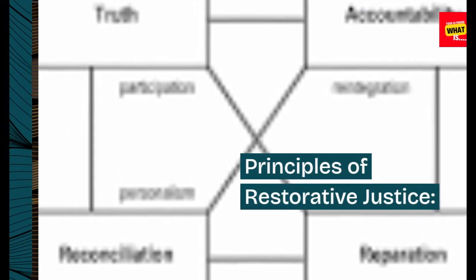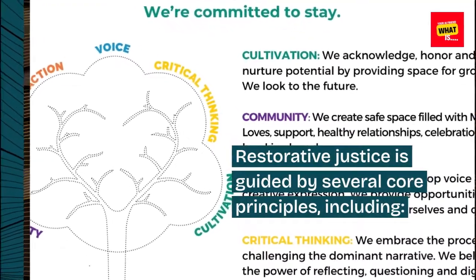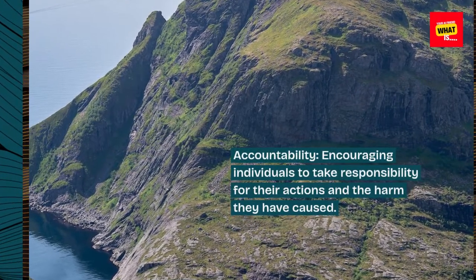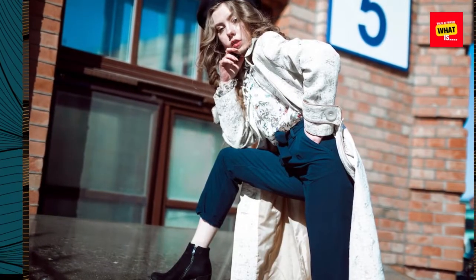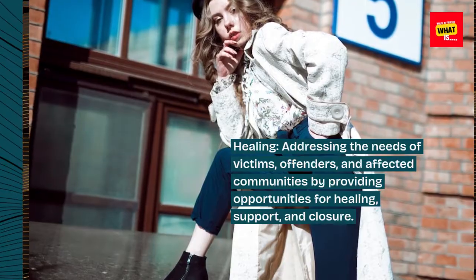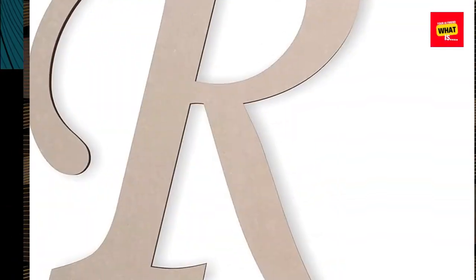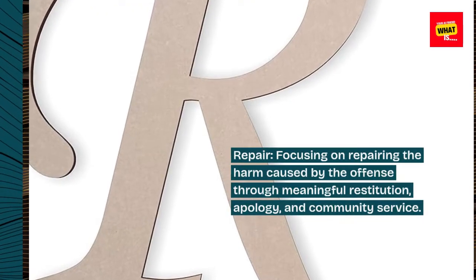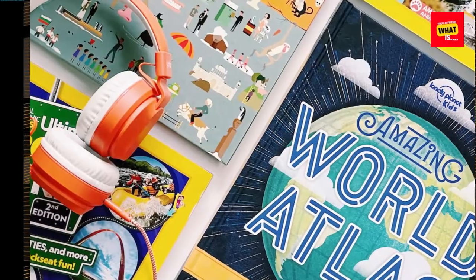Principles of restorative justice. Restorative justice is guided by several core principles, including accountability, encouraging individuals to take responsibility for their actions and the harm they have caused. Healing, addressing the needs of victims, offenders, and affected communities by providing opportunities for healing, support, and closure. Repair, focusing on repairing the harm caused by the offense through meaningful restitution, apology, and community service.